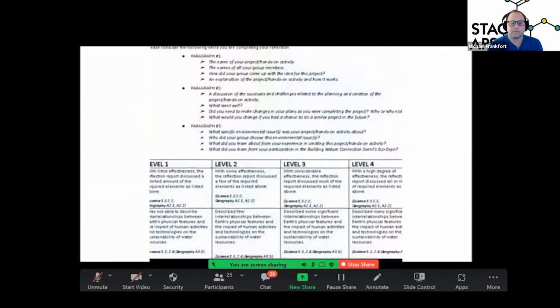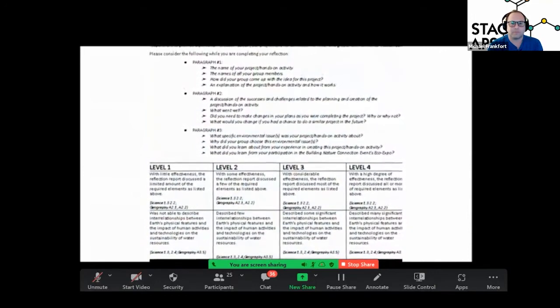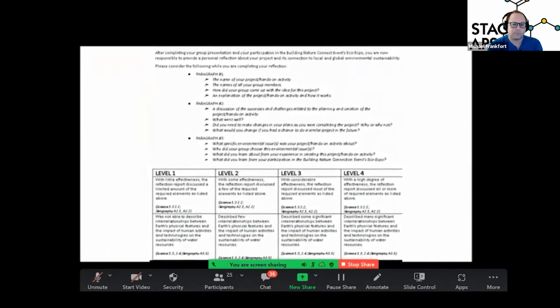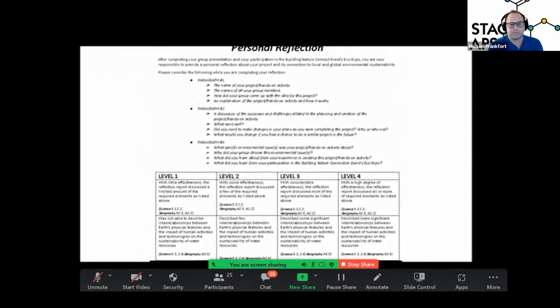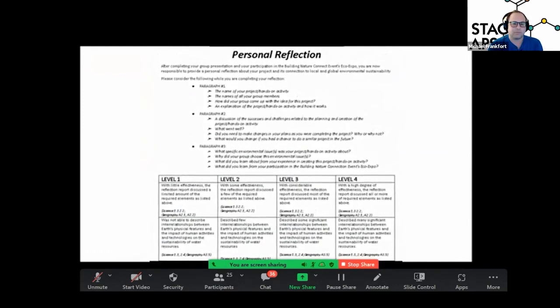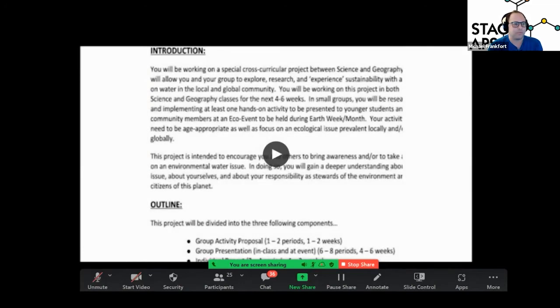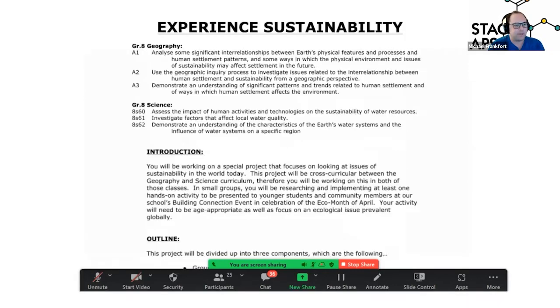The personal reflection piece is the individual assessment component of this project. Students are required to discuss their successes and challenges related to the planning and creation of the project and/or hands-on activity, as well as their individual learning through this process. So if you look at the next few slides, it goes over again the requirements there.